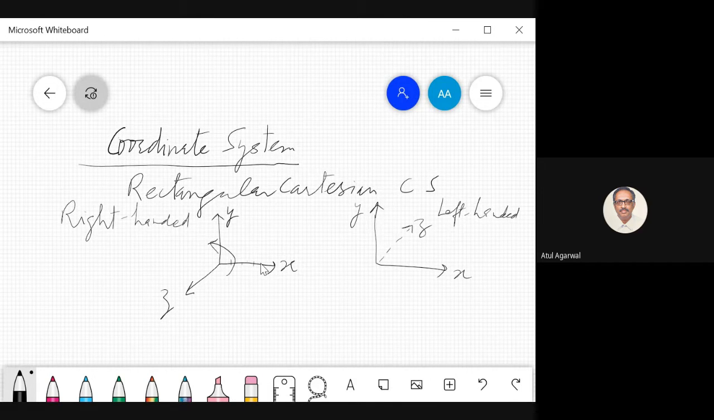Here you are having a left-handed screw. If you go from x to y axis, it is a counterclockwise rotation, and a left-handed screw will go into the plane of the board. So it becomes a left-handed coordinate system.